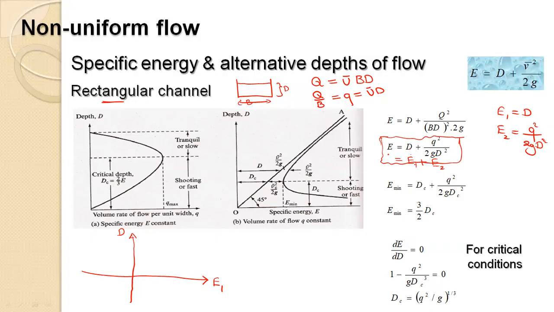Y equals mx. Very simple. A straight line. And then it would be passing through this one, and the gradient will be 45 degrees, no? So this is E1 versus D.